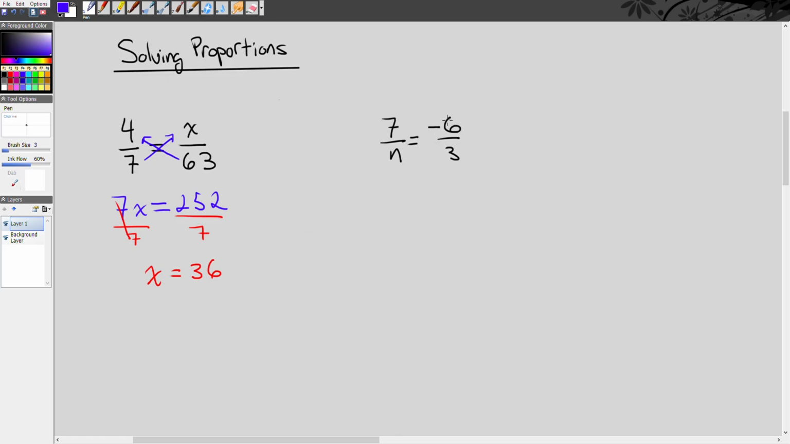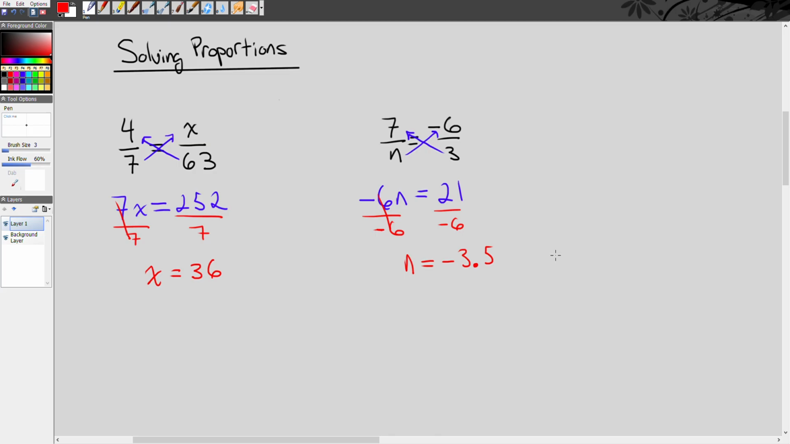7 over n equals negative 6 over 3. Again, we're going to cross multiply, so n times negative 6 is negative 6n, and 3 times 7 is 21. So I have this basic multiplication equation. I have to divide both sides by negative 6. And I get the answer, n equals negative 3.5. And that's perfectly fine when you're solving proportions if your answer is a decimal or a fraction.